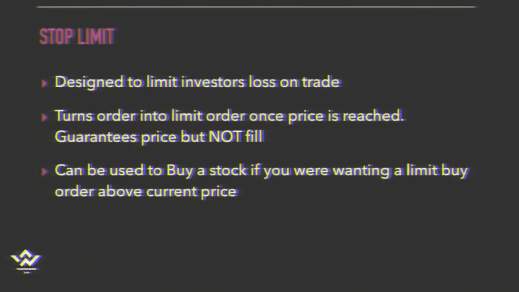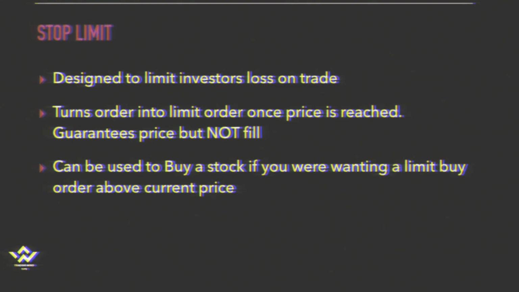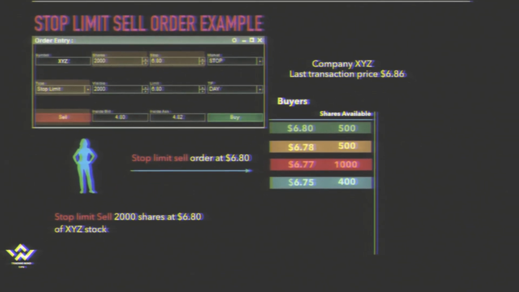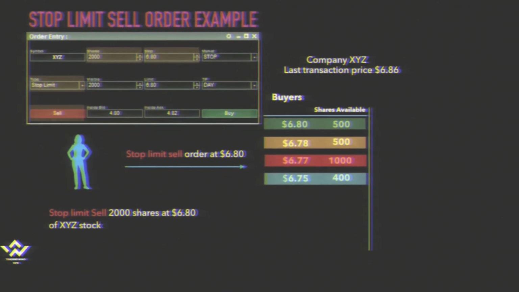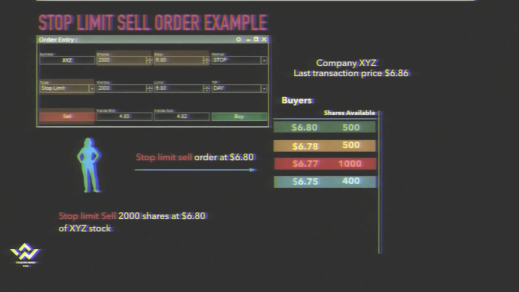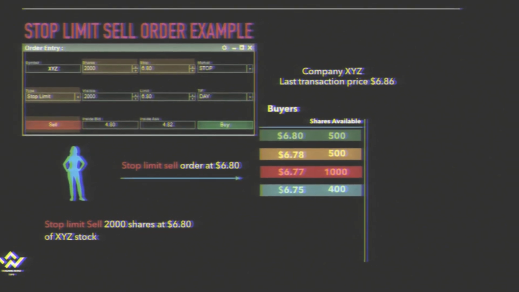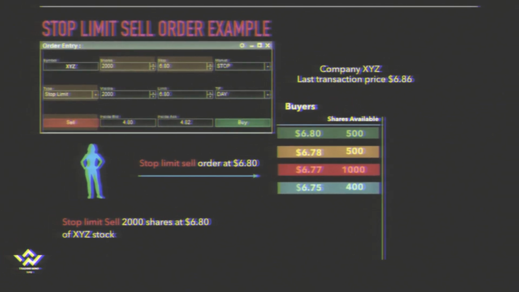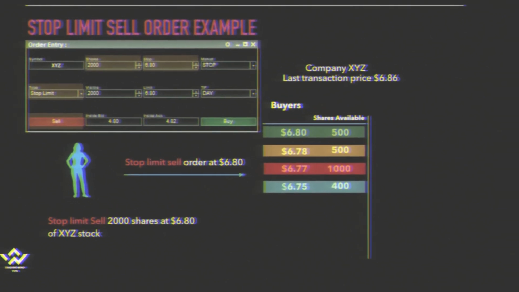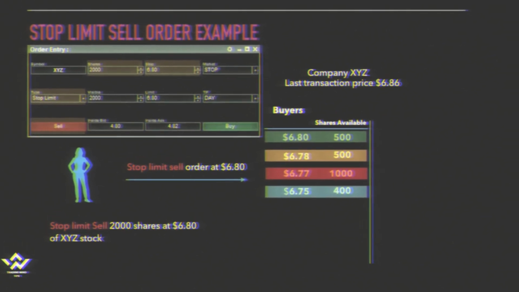Just like a stop loss, a stop limit will not execute until a trigger price is reached, but instead it will turn your order into a limit order. So just like the previous example, let's say that you were holding a position of 2,000 shares at $7, hoping that the stock price goes up, but it doesn't. It falls to $6.86. You have decided that if it goes below $6.80, then you want out and you will take the loss. By placing a stop limit order at $6.80, your order will not execute until $6.80 is reached.